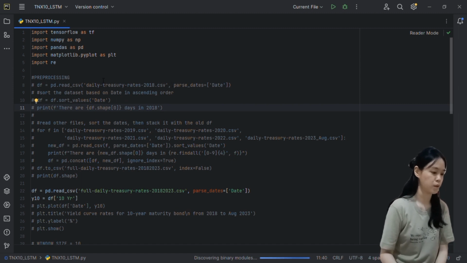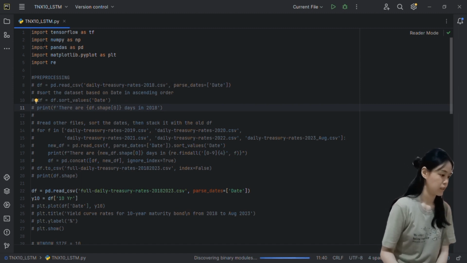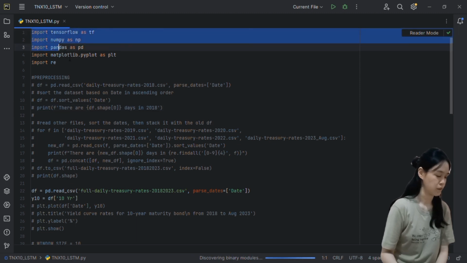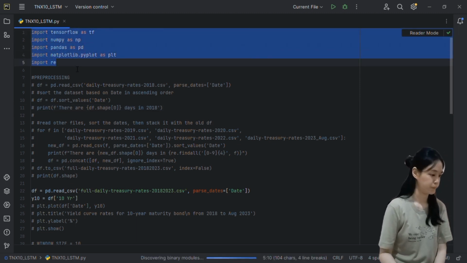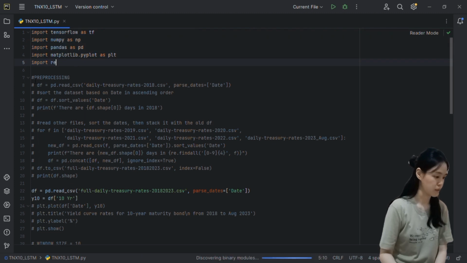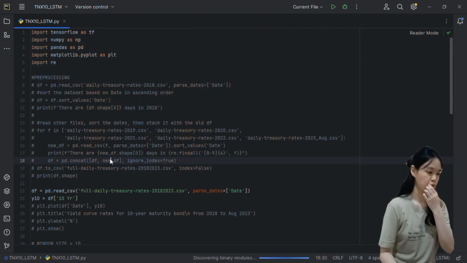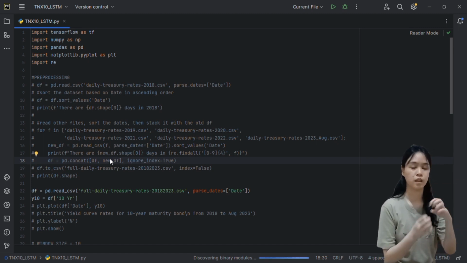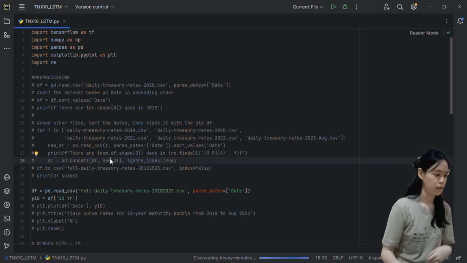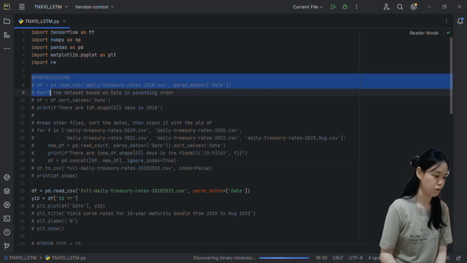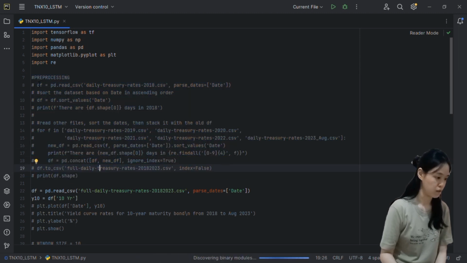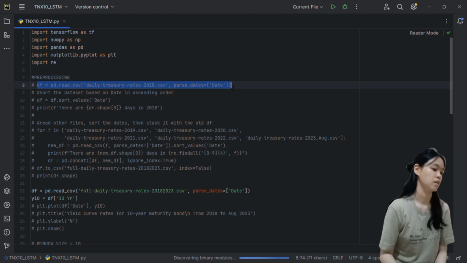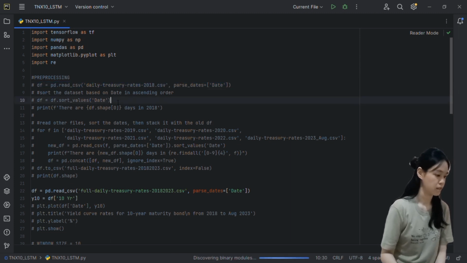Anyway, now that we are in our PyCharm, these are the libraries that we would need. And this is the pre-processing code block. After downloading several dataset CSV files, we would need to combine them, concatenate them into one big file. And this code block is showing you how to do it. So for starters, I load the earliest dataset, which is the 2018 yield data, and then sort it.